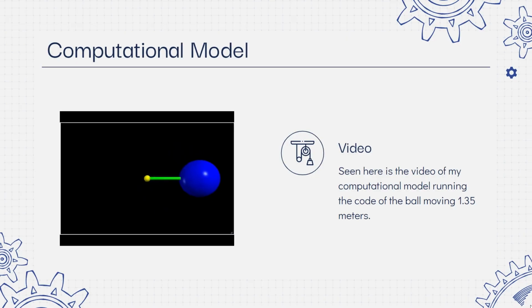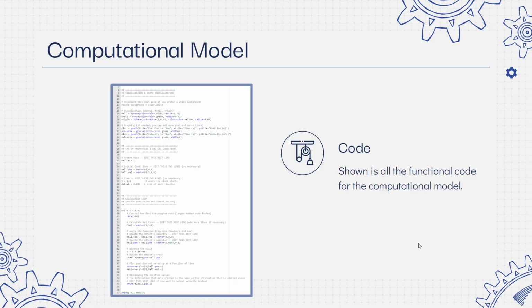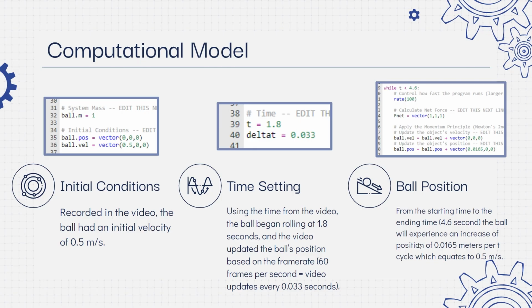And this is all the code, but all you're going to need is the initial conditions, including the ball mass, the initial position vector, as well as the initial velocity vector when it begins rolling, as well as the initial time, which in my video was 1.8 seconds, as well as a delta t value, which will cycle in the while loop on the right for the ball position. The ball position will be updated based on the t cycle, which is also due to the frame rate, which is 60 frames per second. So every 0.033 seconds, this while loop will continue until the end of the ball's rolling, and will update that position 0.0165 meters, which equates to 0.5 meters per second, which is the initial velocity.